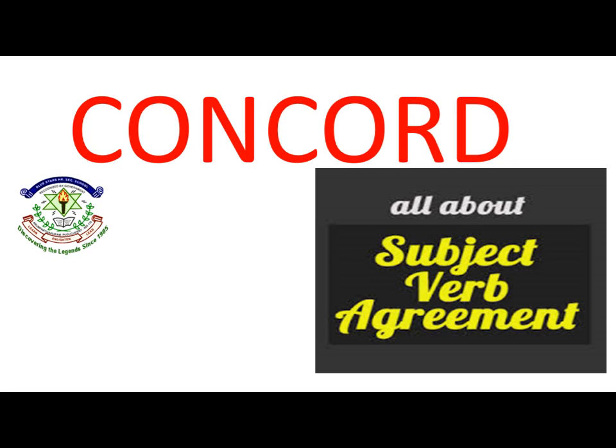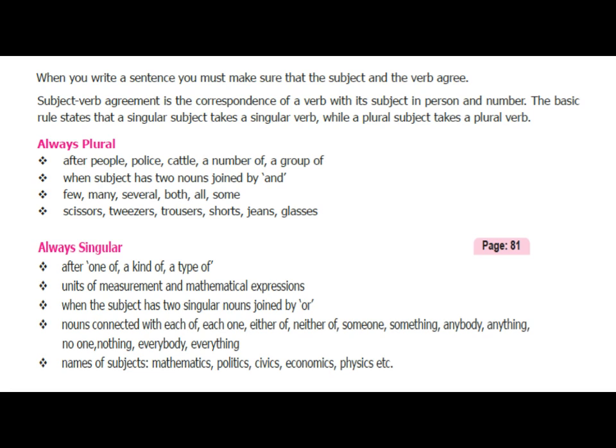Concord is nothing but subject-verb agreement. It's an agreement between subject and verb. When you write a sentence, you must make sure that the subject and the verb agree. Subject-verb agreement is the correspondence of a verb with its subject in person and number. The basic rule states that a singular subject takes a singular verb, while a plural subject takes a plural verb.